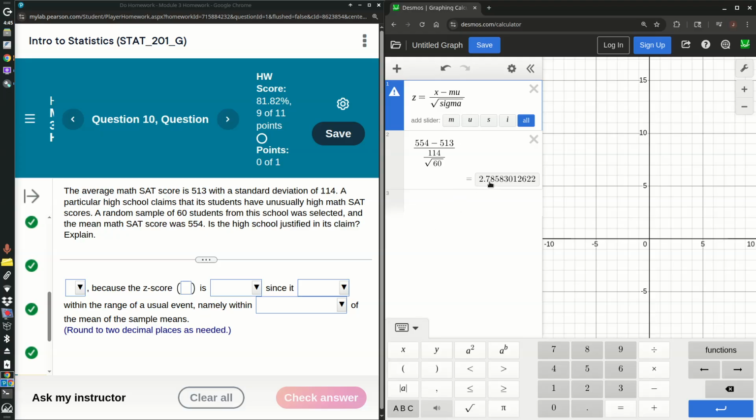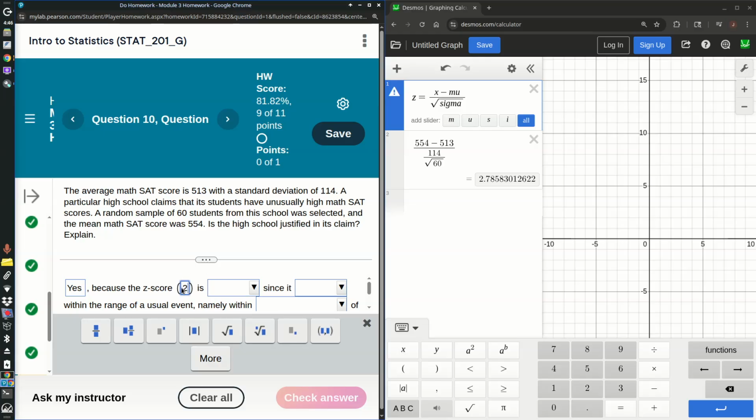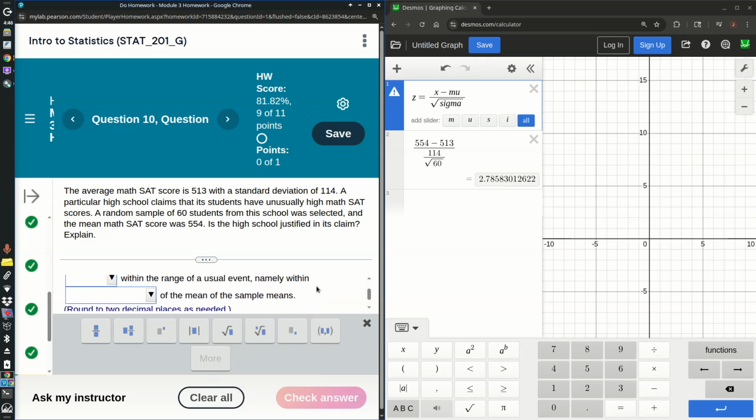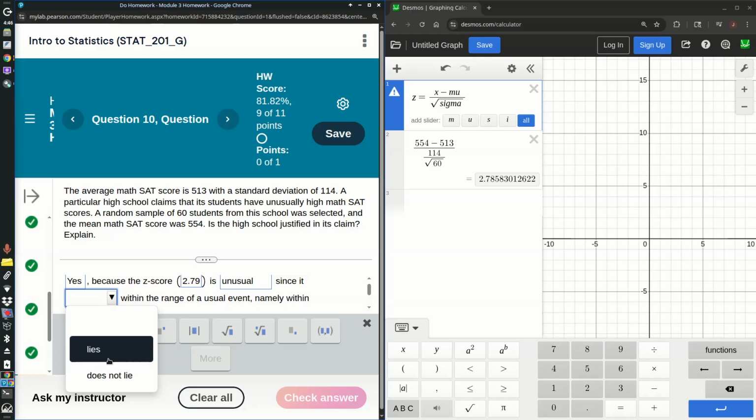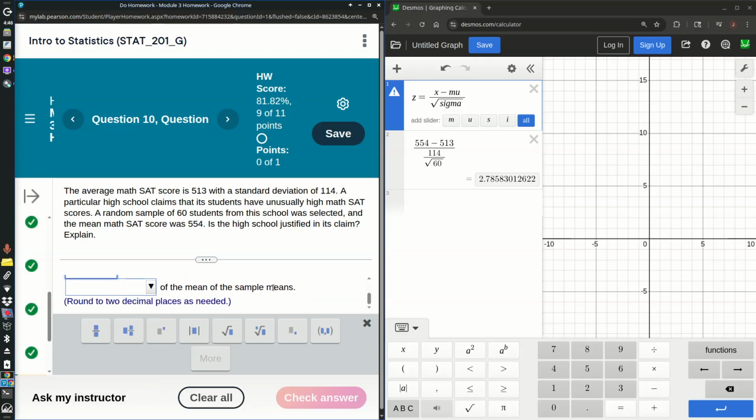So we're getting a z-score of about 2.78 or something like that, 2.79 if we round for mine. So this is a highly unusual event because 95% of your observations are going to be contained within 2 standard deviations. So once you're outside of that, then you're an unusual event. So is it justified? What was the claim? Claims that students have unusually high. Yeah, they do have unusually high. The z-score of 2.79 is unusual because it does not lie within the range of a usual event, which is 2 standard deviations.